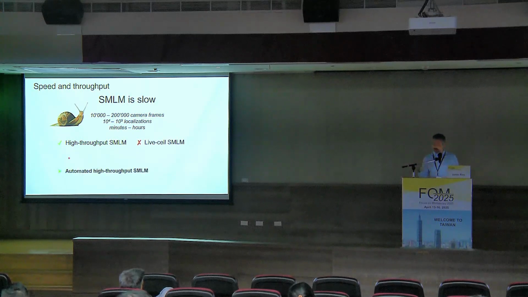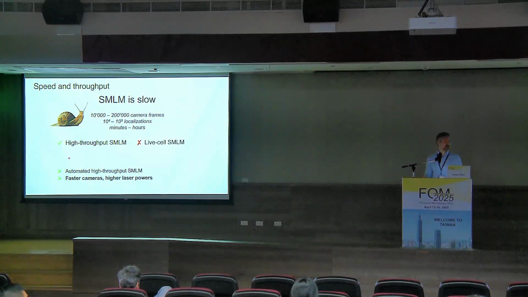Now there are approaches to improve this throughput. One is to automate the microscopes and then have them run around the clock, and that's what we did for one project. And this works well. It gives us a huge amount of data, but it doesn't help us with live cell single molecule localization microscopy, where the process that we're looking at itself determines how fast we have to measure.